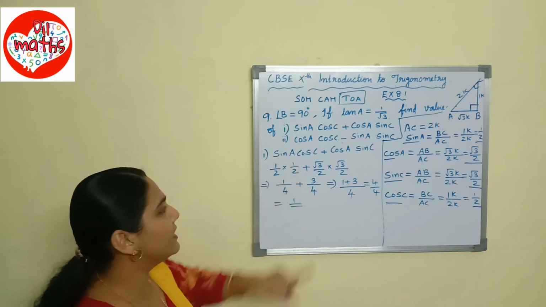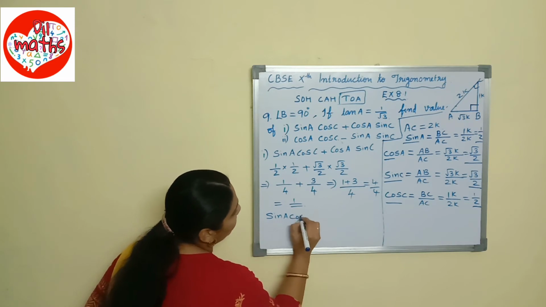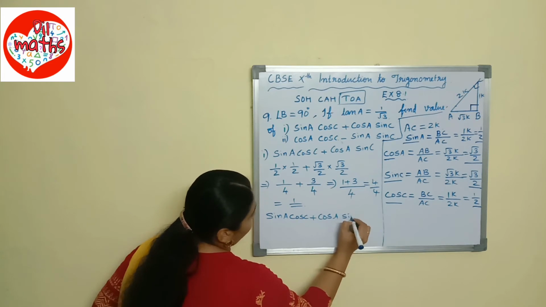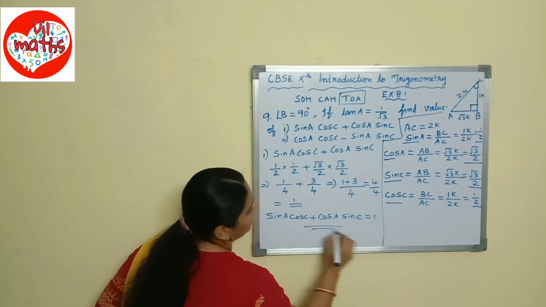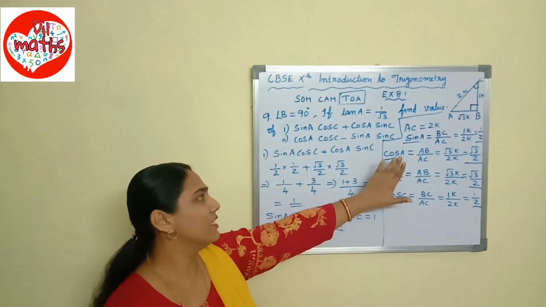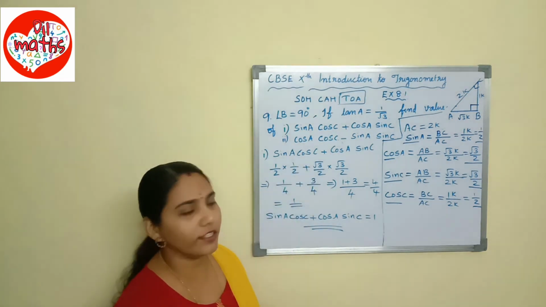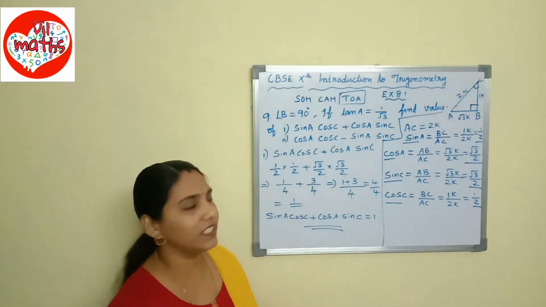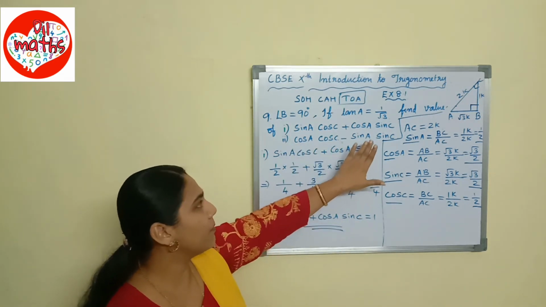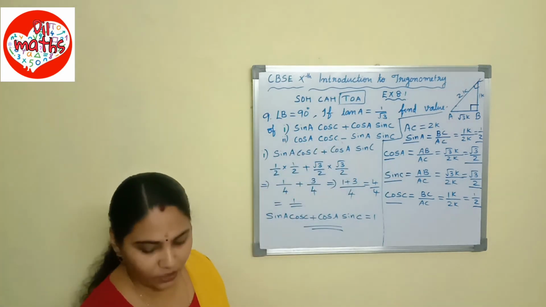So sin A cos C plus cos A sin C is equal to 1, we got. Okay. So what we did: first we found cos A, sin C, sin A and cos C, substituted in the given question, and we got 1 as the answer. Now we will go to the second subdivision, cos A cos C minus sin A sin C. We should find out the value of cos A cos C minus sin A sin C.